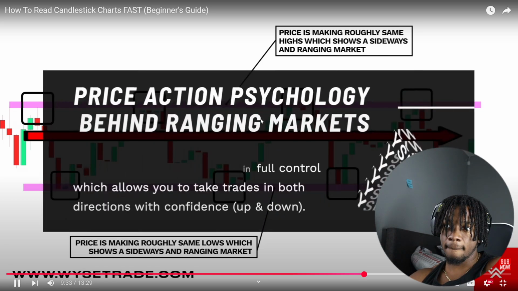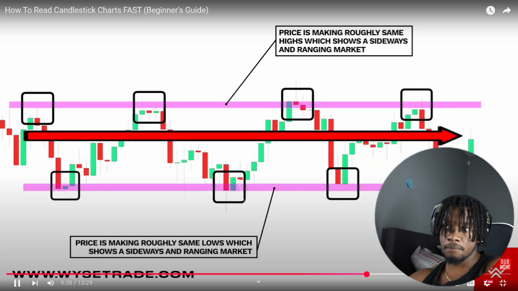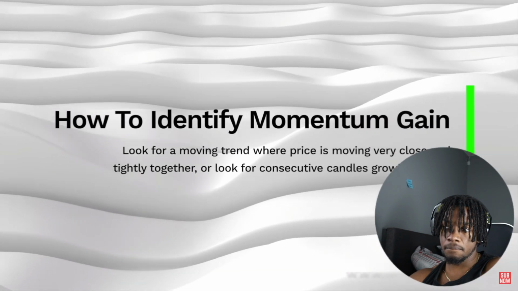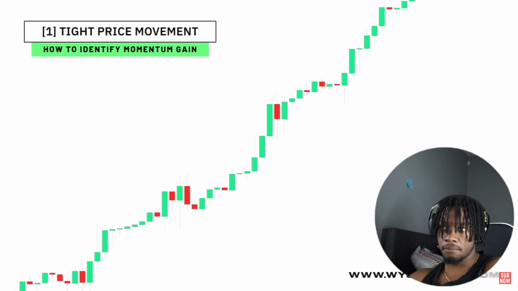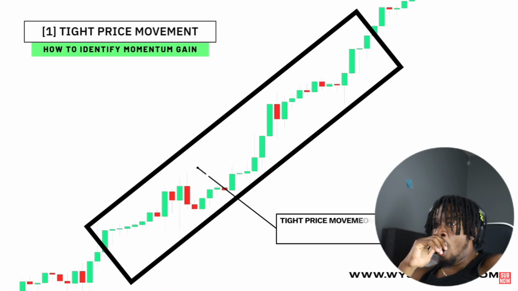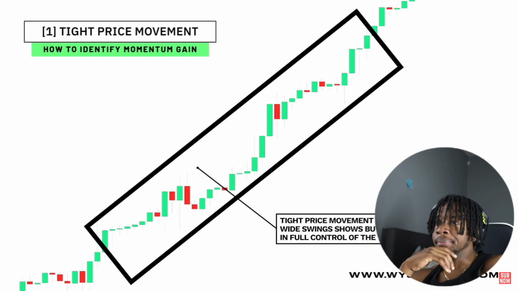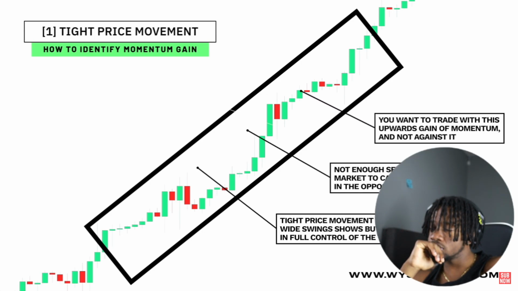In markets like this, look to take trades in both directions with confidence. So, how do you identify momentum gain? The first way to identify momentum gain is to look for tight price movement. In an uptrend, notice how prices move tight together without wide swings, which shows buyers are in full control and that not enough sellers are in the market to cause swings in the opposite direction. You want to trade with this upwards gain of momentum and not against it.